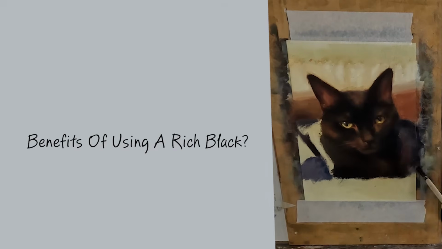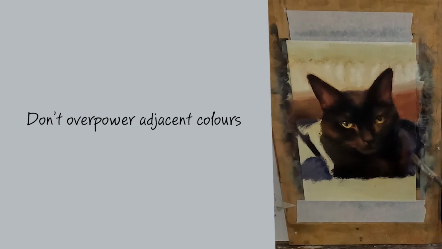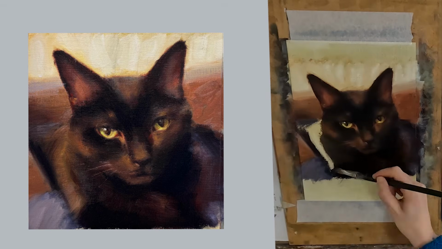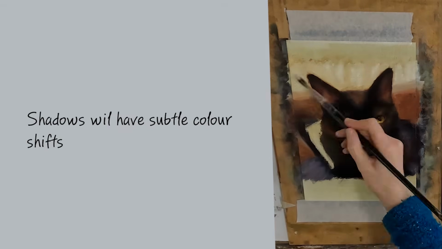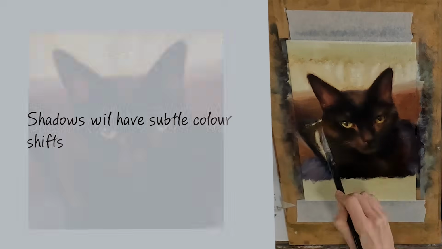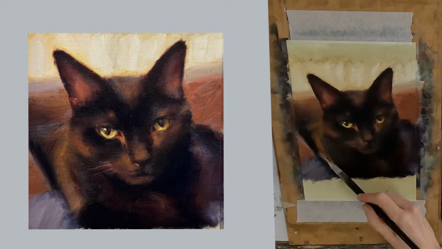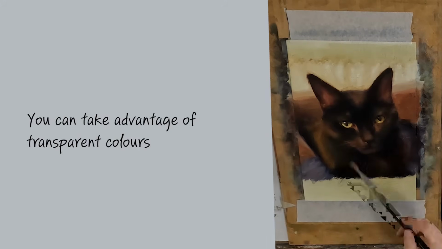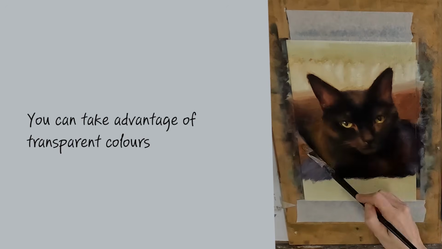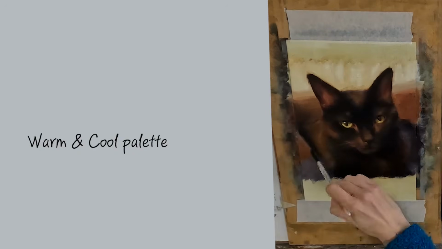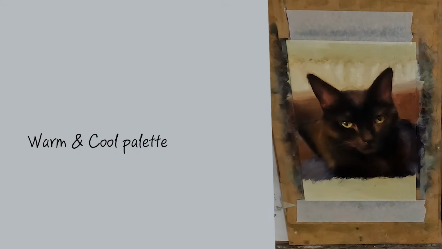What are the benefits of using a rich black? They interact with surrounding colours rather than overpowering them. You can definitely see that this painting is very harmonious and also very colourful considering it is a black cat. The shadows made from mixed blacks can have subtle colour shifts when the light hits them, making the painting more dynamic. It is difficult to see in the photo, but try this way of painting yourself and you'll definitely see these shifts. Plus, the mixture I use is transparent and this gives another dimension to the painting too that you just can't get with opaque colours. You can take advantage of a warm and cool palette and this will ensure you have a balanced painting.